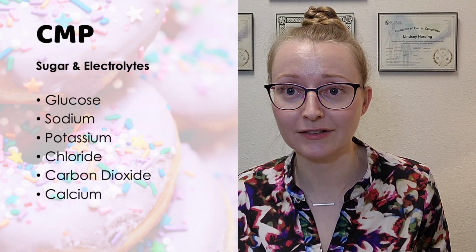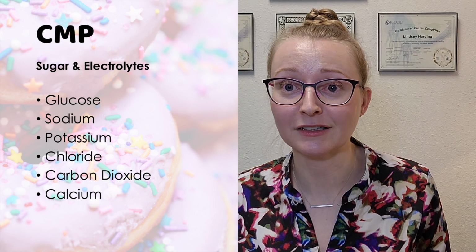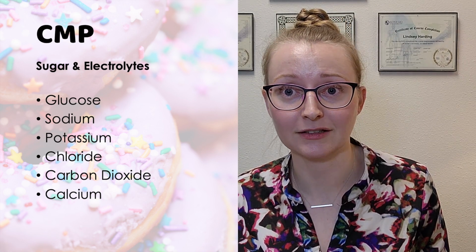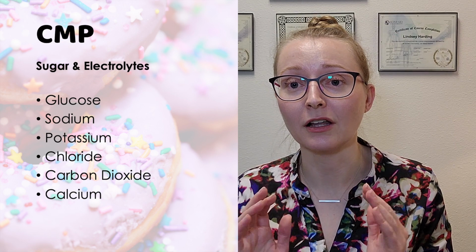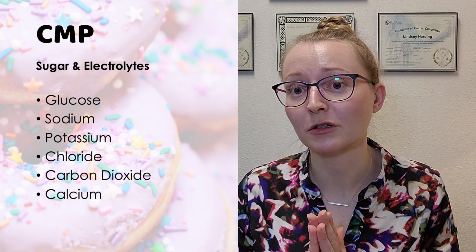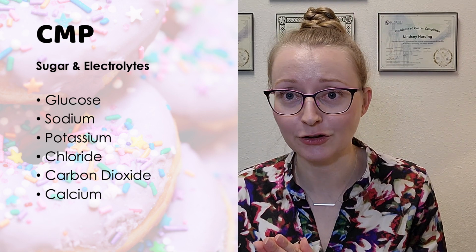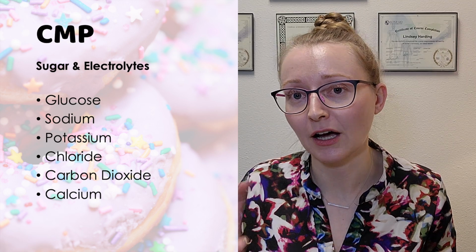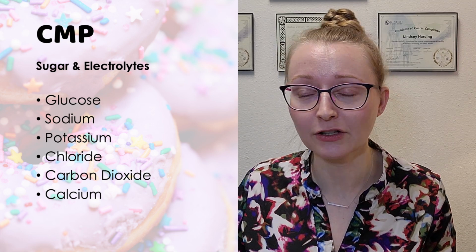So your electrolytes are sodium, potassium, chloride, carbon dioxide, and calcium. Electrolytes are actually what determines the movement of fluid in your body. So wherever there's a high concentration of certain electrolytes, water is going to want to flow there. Basically, it creates an osmotic pressure change. And so it helps to maintain balance of fluid inside and outside of your cells.